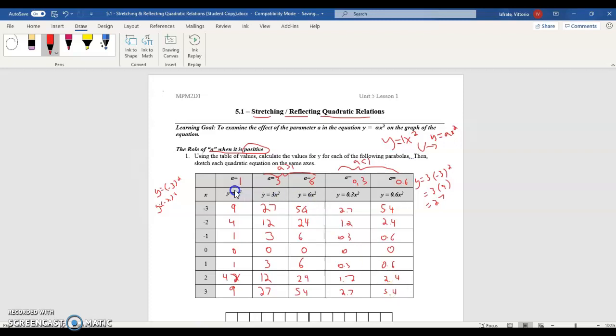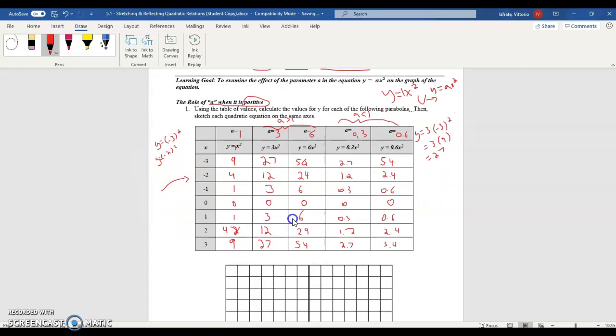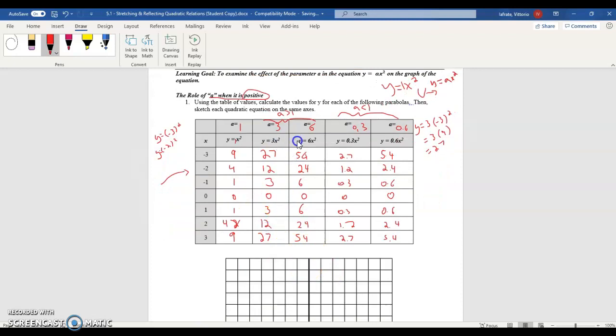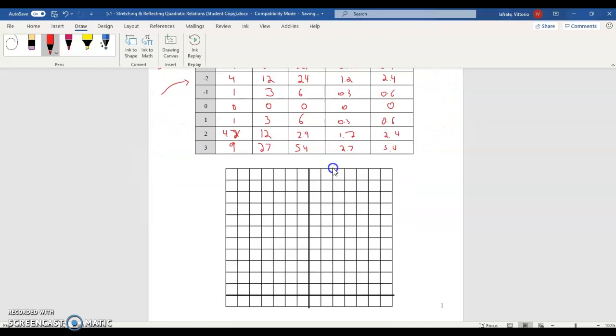And so the idea is that we're going to plot the y is equal to x squared graph first, and then plot the other ones on the same grid to compare how they look in comparison to the x squared. So how does 3x squared look compared to x squared? How does 6x squared look like compared to x squared? Likewise, how does 0.3x squared look like compared to x squared? And how does 0.6x squared look like compared to x squared? So we can put those all in the same grid.